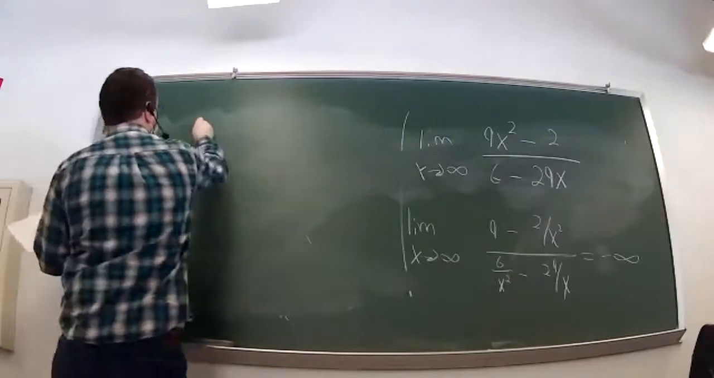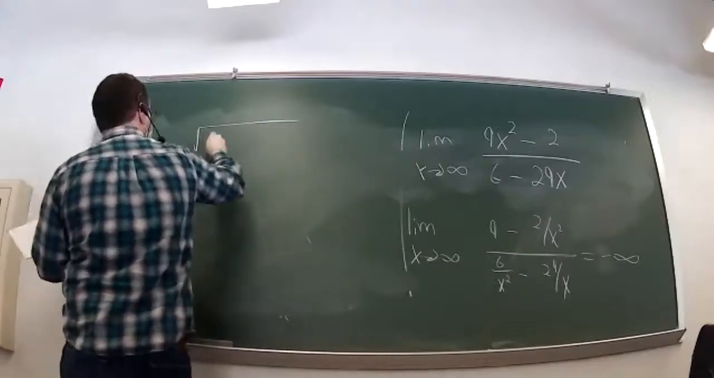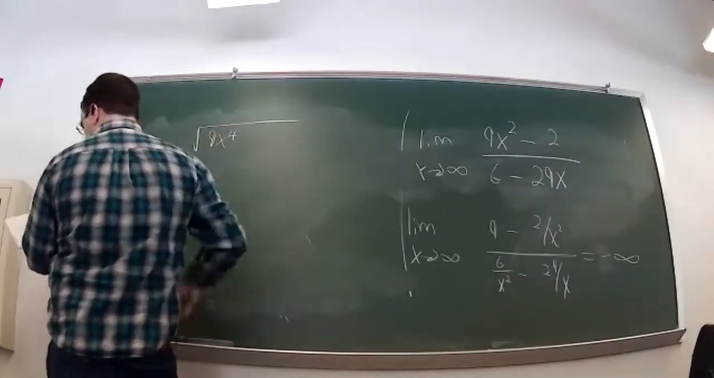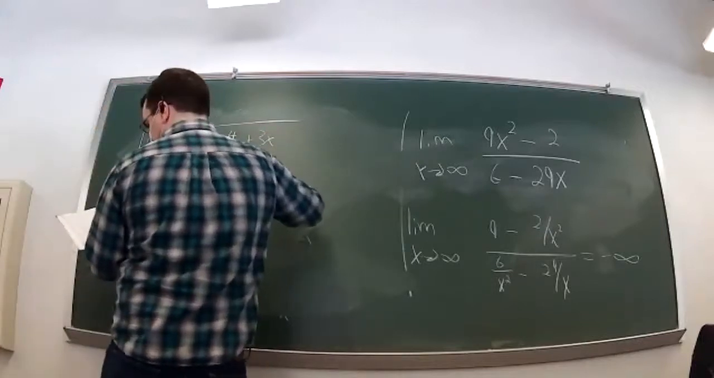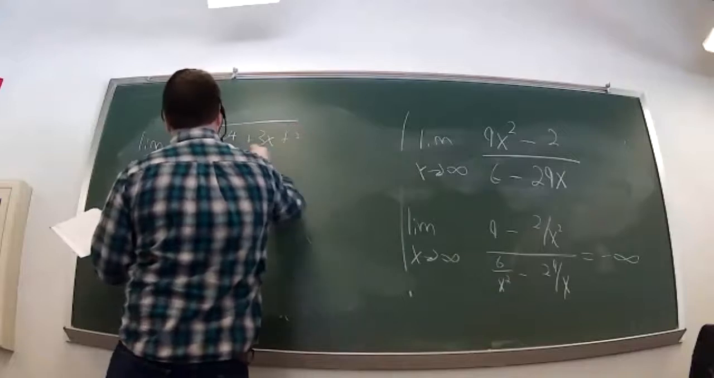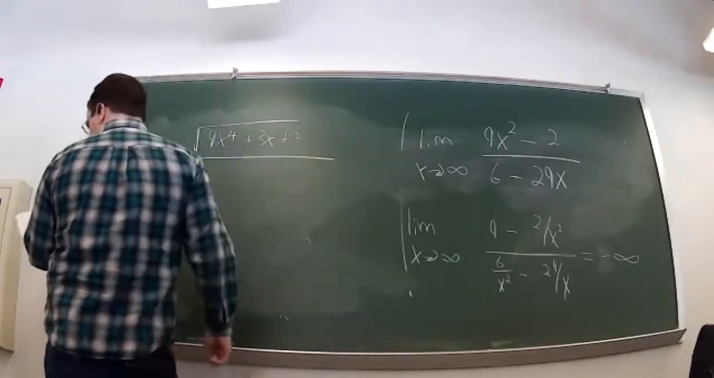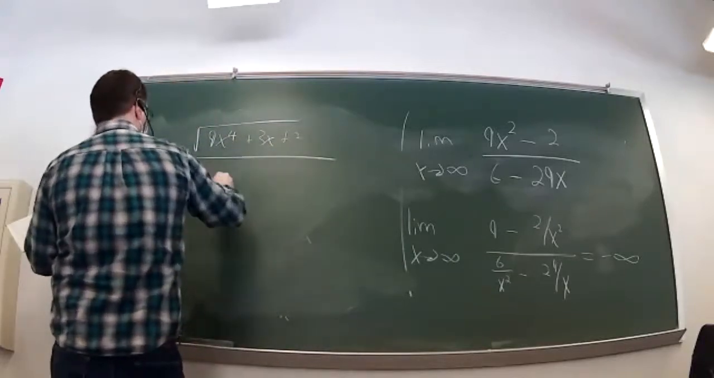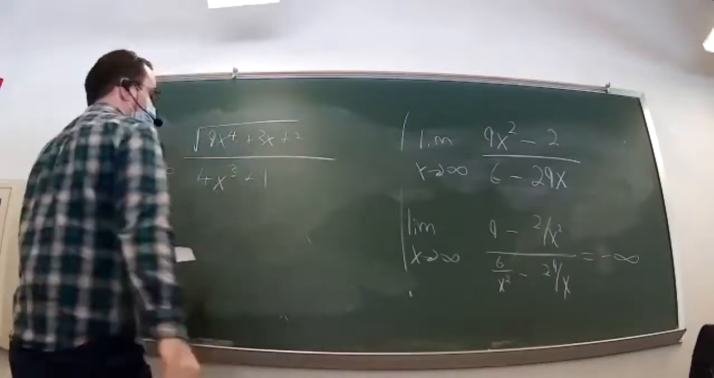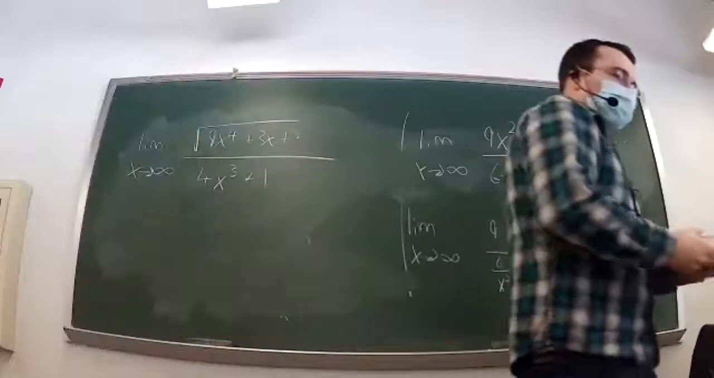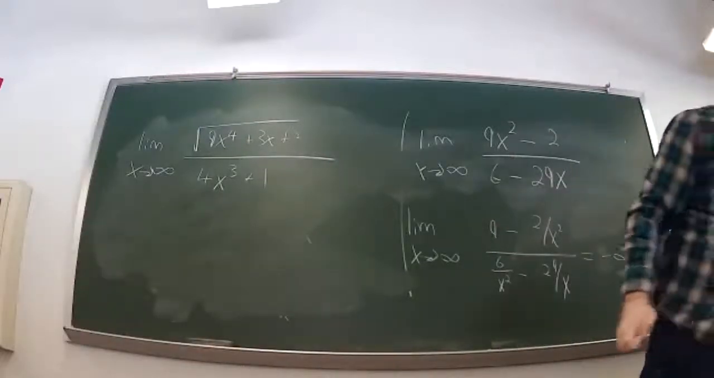But here we have a square root of 9x to the 4th plus 3x plus 2, divided by 4x cubed plus 1. And so once again, you've got a limit as x goes to infinity.